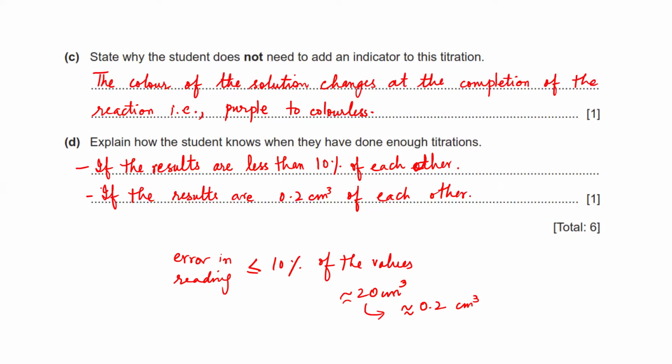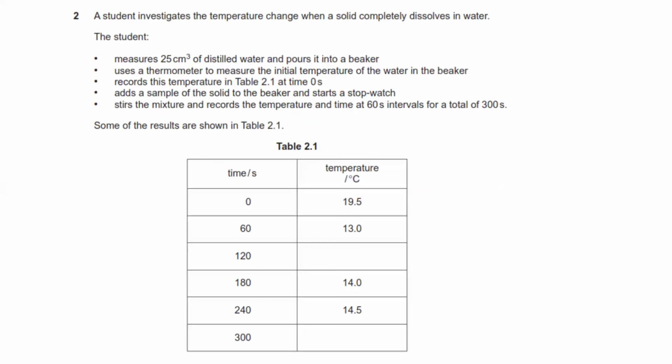Okay. So moving ahead, question number 2, it says a student investigates the temperature change when a solid completely dissolves in water. The student, number 1, measures 25 cm³ of distilled water and pours it into a beaker. Then uses a thermometer to measure the initial temperature of the water in the beaker. 3, records this temperature in table 2.1 at 0 seconds.